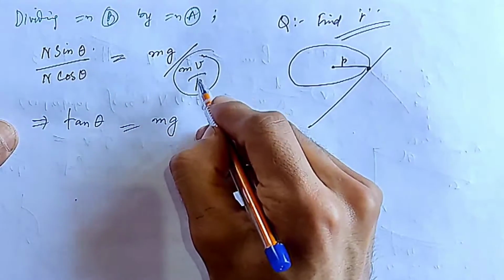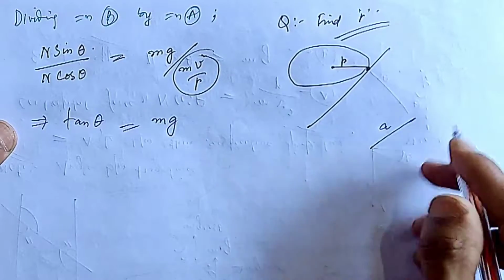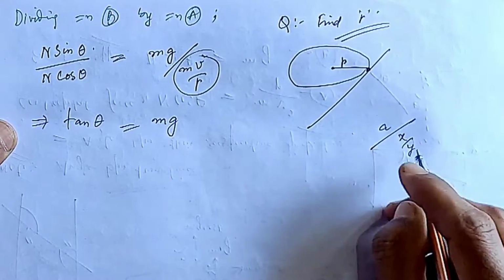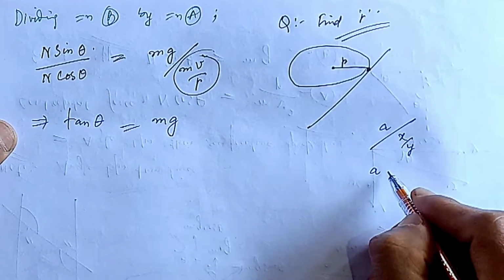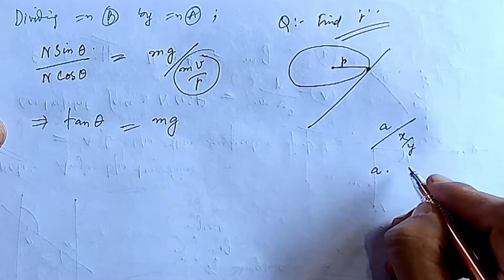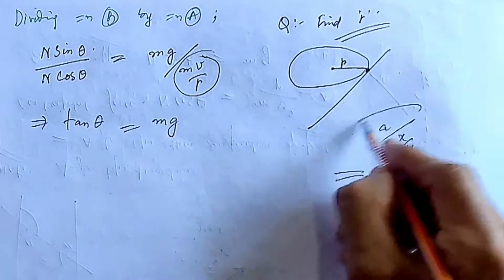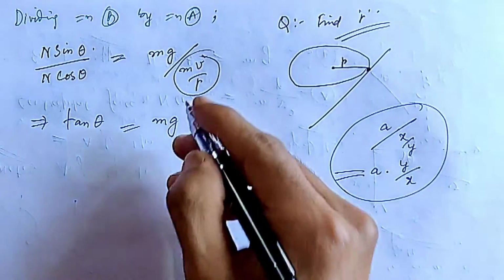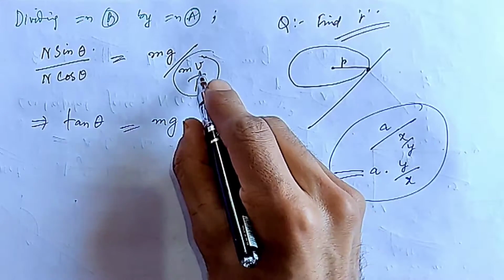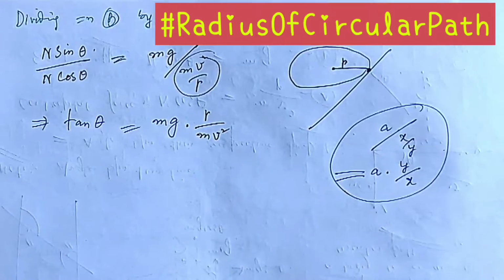In the denominator we have an a by b form. For example, if we have a problem like a divided by x by y, we can write it as a multiplied by the reciprocal of this; the denominator is converted into multiplication, and we write the reciprocal. You might be aware of this. So we will write it as mg multiplied by the reciprocal, that is, by mv squared.